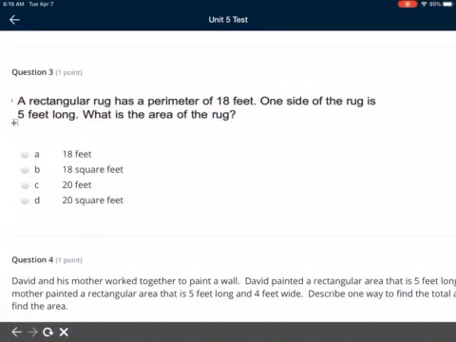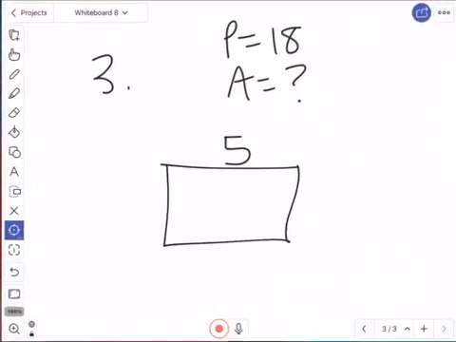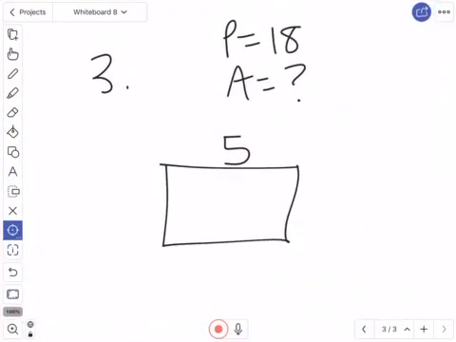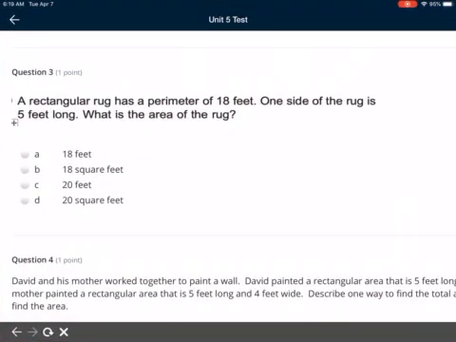So for that one, you just got to figure out what's the area. When you're not figuring out what the missing sides are or anything, you're trying to figure out what the area is. And just have to remember what is area. And how do you find area?